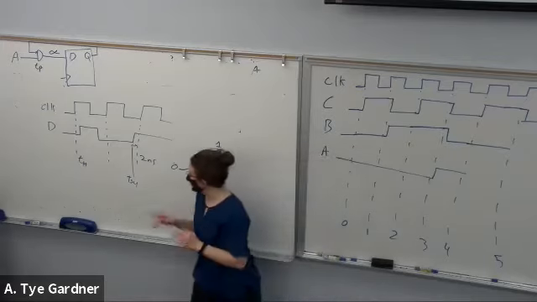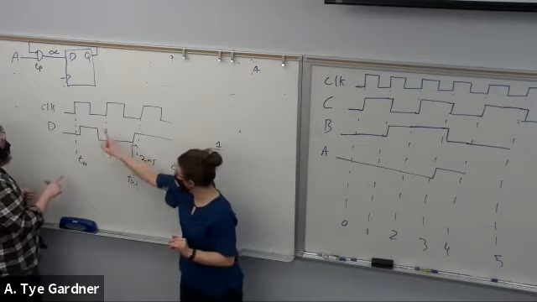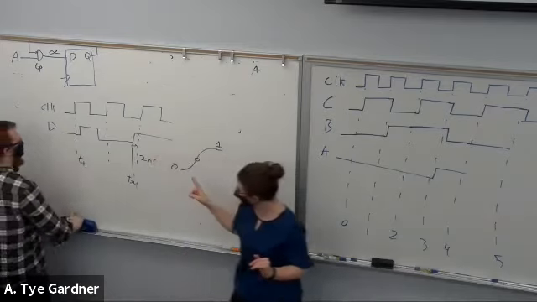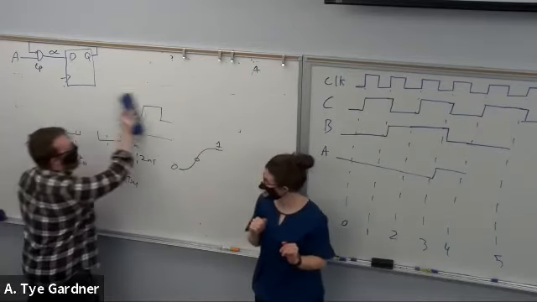So just to be clear for the interpreter, the hold time comes at the rising edge and the setup time comes at the falling edge, or both of them? I will draw a new diagram to help clarify. Okay.